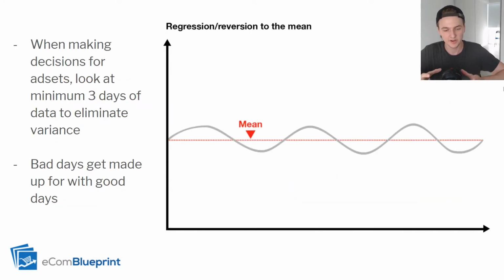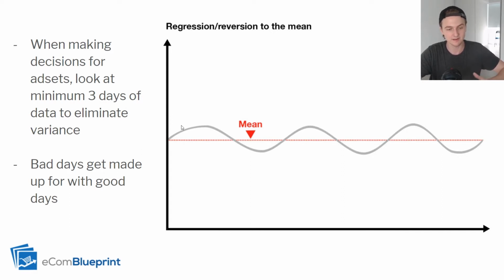Now, I covered this already in the reading data lesson, but I wanted to bring it up here because this is where it's the most applicable. When you're scaling and you're making decisions about whether you should keep scaling or lower budget and so on, you need to look at least 3 days of data, and ideally up to 7 days is good. It depends how much you're spending, but if you're spending a lot, 3 days of data. If you're spending decently, then look at like 7 days.